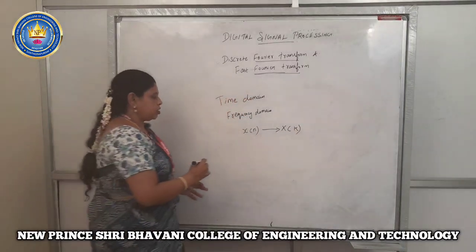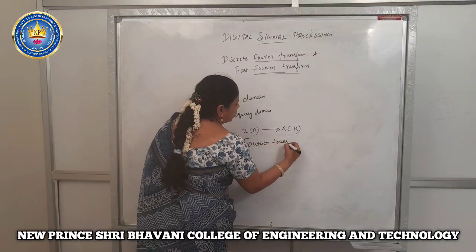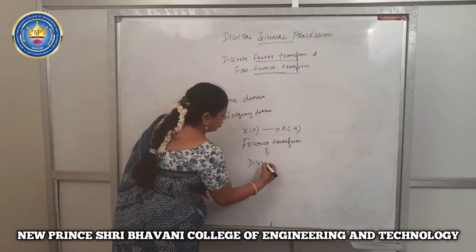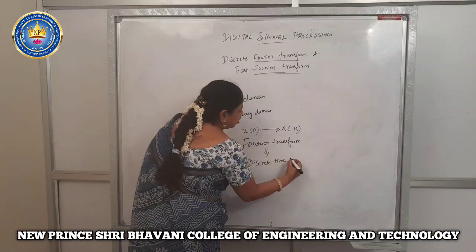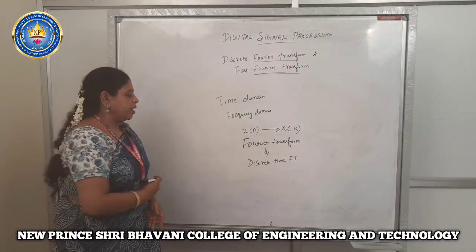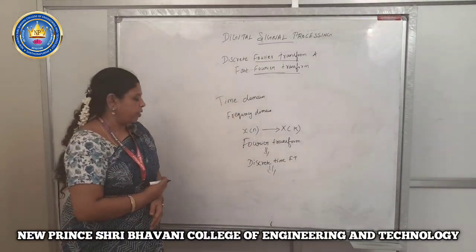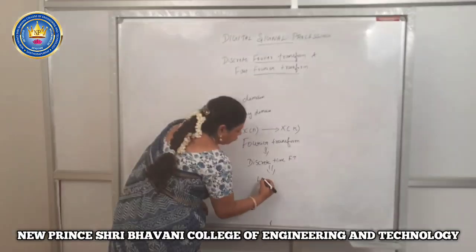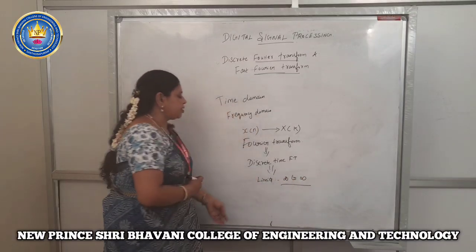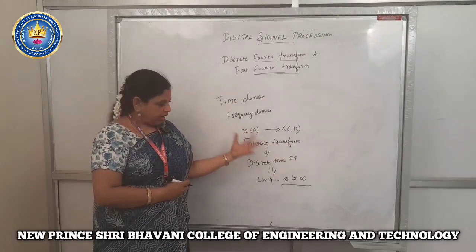One of the tools used is the Fourier transform. And in this, for digital signal, we use discrete time Fourier transform. So, when we go for this discrete time Fourier transform, we are going to convert the signal in time domain into frequency domain. So, the limits will be varying from minus infinity to plus infinity. When the limit is from minus infinity to plus infinity, the computation will be time consuming.